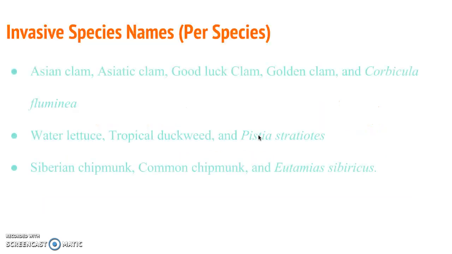My three species are the Asian clam, water lettuce, and Siberian chipmunk. The common name for the first one is the Asian clam, and its aliases are the Asiatic clam, good luck clam, golden clam, and its scientific name is Corbicula fluminea.